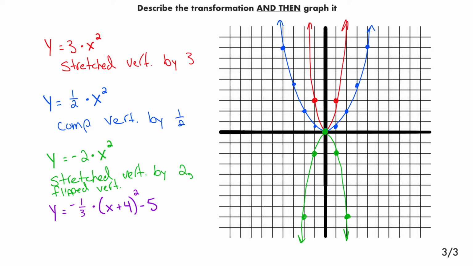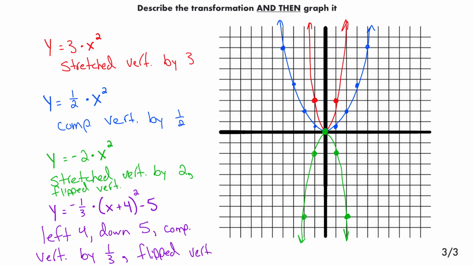And now we're on to the very last problem in purple. For the purple one, I'm going to go left 4 because of the plus 4 inside of the parentheses. I'm going to go down 5 because the 5 we're subtracting is very, very outside. We are going to compress this thing vertically by 1/3 because of the 1/3, and the negative is going to make me flip this thing vertically. Flipped vertically. So I'm going to go left 1, 2, 3, 4, down 1, 2, 3, 4, 5.